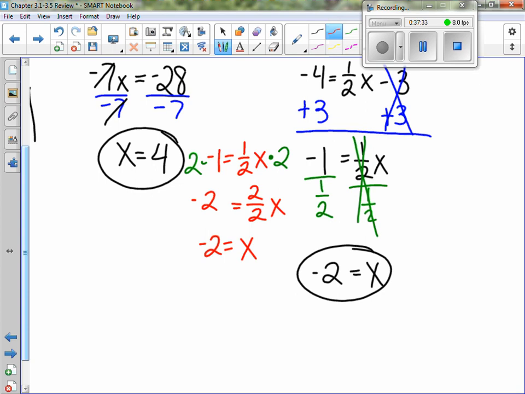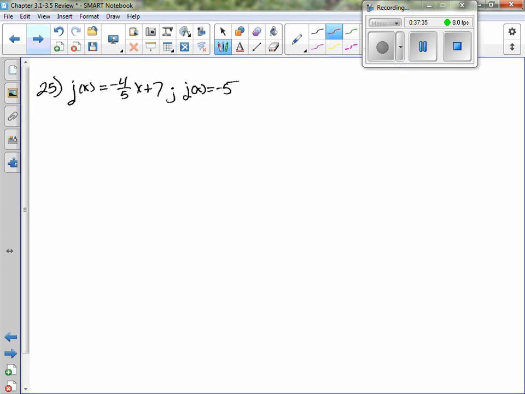Questions on this here? I feel like there's one more of these. Let's do this last one here, and this will be it for today. We'll finish up this review sheet tomorrow. So what we're saying for this one here is that negative 5 equals negative 4/5 x plus 7.